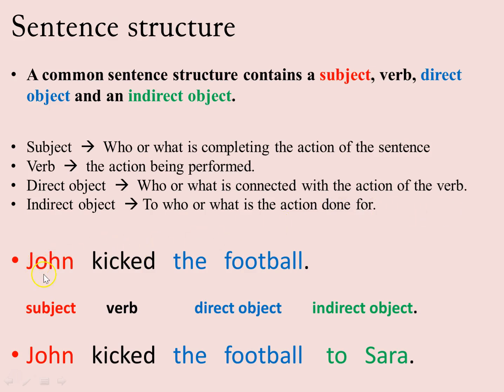In our first sentence, John kicked the football. The subject is John. The verb is kicked. The football is the direct object because it's connected with the action of the verb. We can extend that sentence to include an indirect object: John kicked the football to Sarah. John is the subject, kicked the verb, the football the direct object, and the indirect object, the recipient of the action, the who for which the action is done, is Sarah.